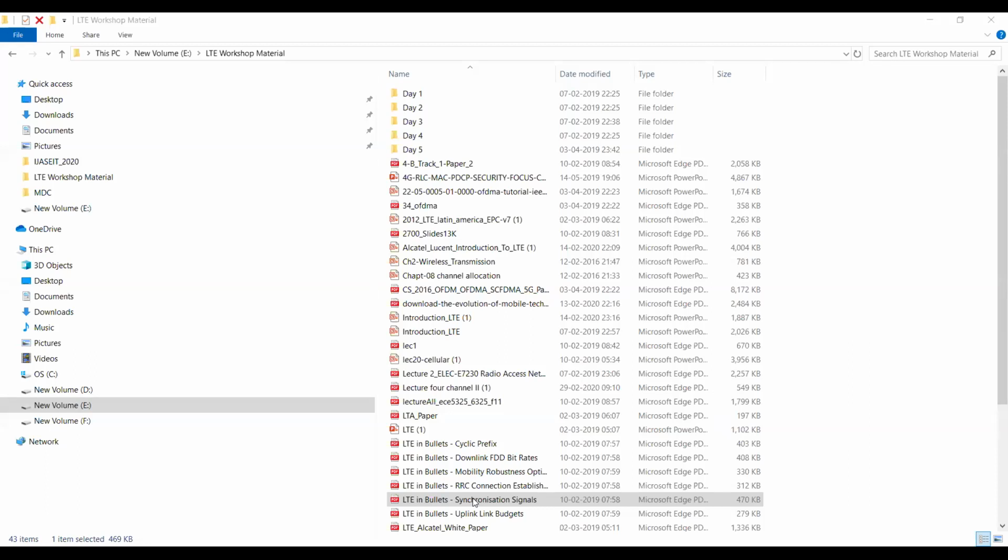Sir, I'm not able to see the PPT, sir. It is stuck, sir. It is stuck in this folder, LTE workshop material. But just now they said it was clear. The last PPT was visible, sir. This one is not visible, sir. It is stuck in one folder, sir. Okay.